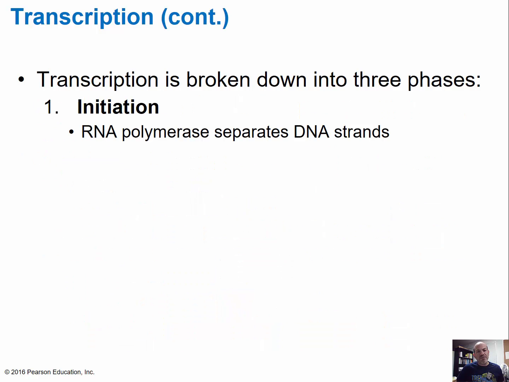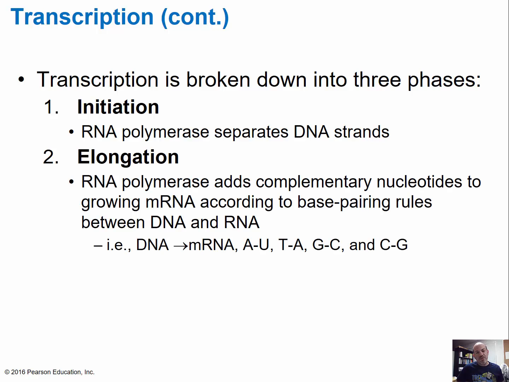Transcription is going to be broken down in 3 phases. The first one is initiation, where the RNA polymerase binds to and separates the DNA strands. And then we have elongation, where the RNA polymerase begins adding complementary nucleotides to the growing mRNA according to the base pairing rules between DNA and RNA.